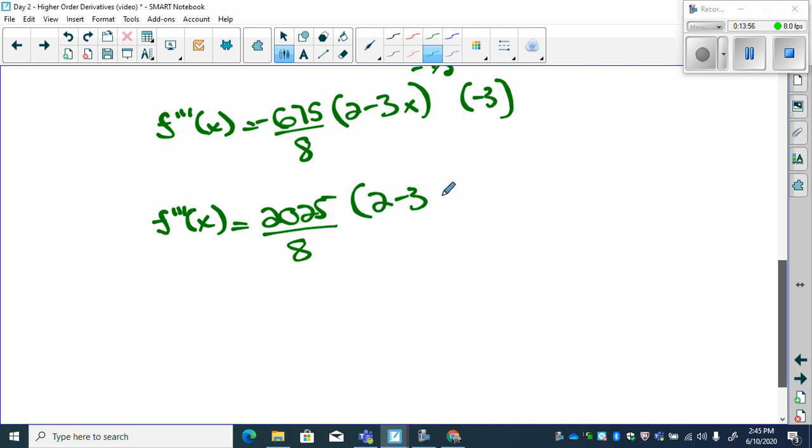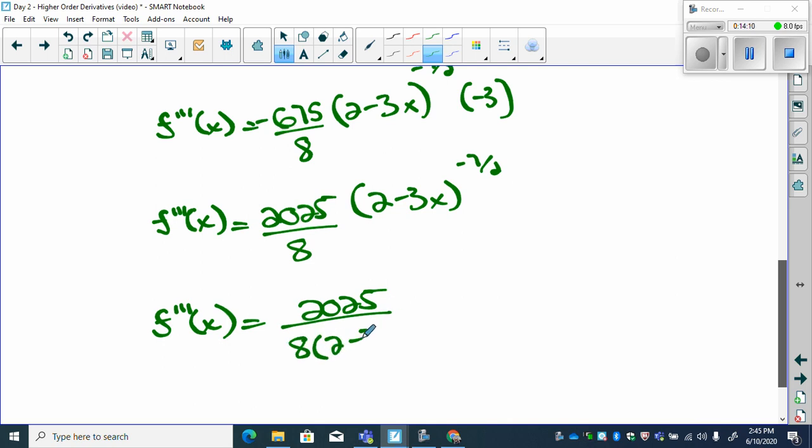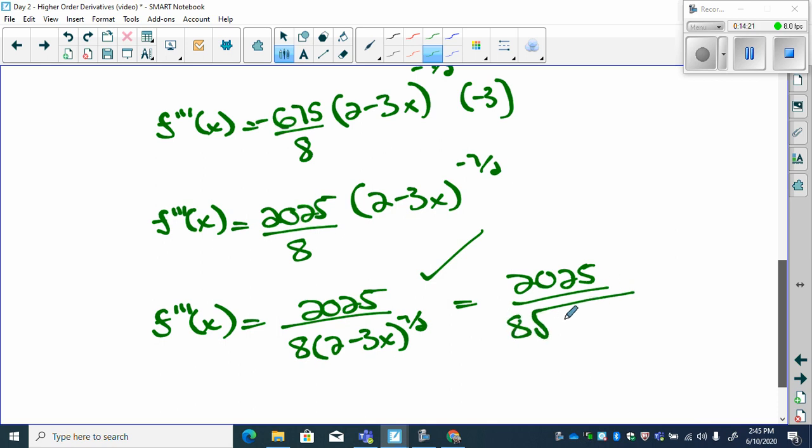And I'd have 2 minus 3x to the negative 7 over 2, which I could write now that I'm done. Right, I don't have to find any more derivatives. It would be 2025 over 8 times 2 minus 3x to the 7 over 2, which you could write as, like this is fine with me, perfect, 2025 over 8 times the square root of 2 minus 3x to the 7th. Also fine with me, both the same thing.